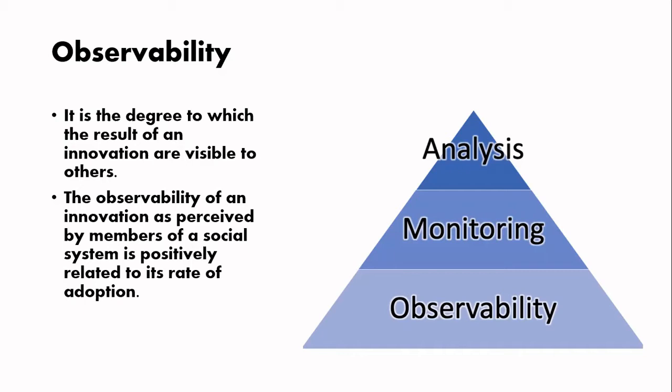It is the degree to which the results of an innovation are visible to others. So observability: imagine there is some innovation that is communicated via different communication channels, and the social system has to identify, okay, this is the impact of this innovation. That is called observability.